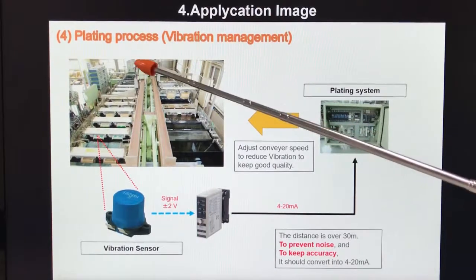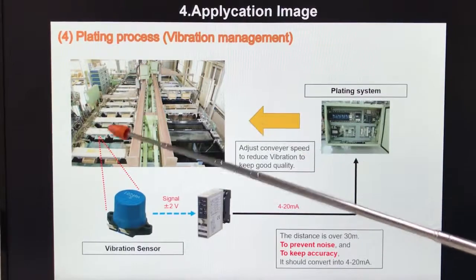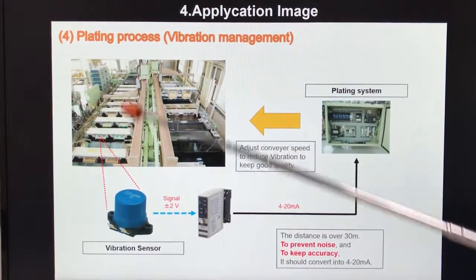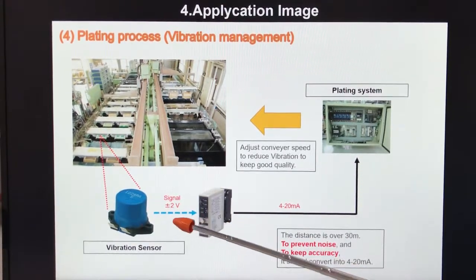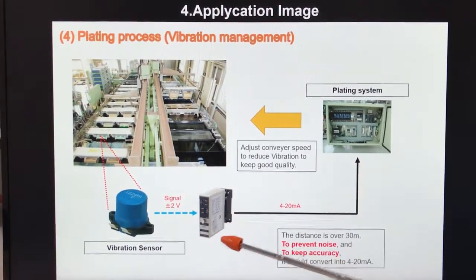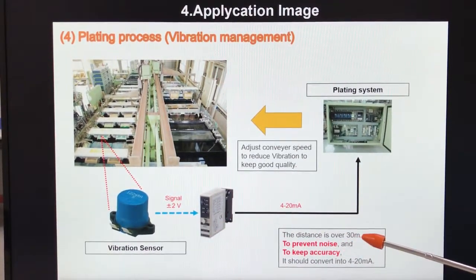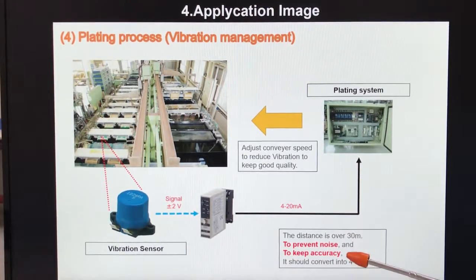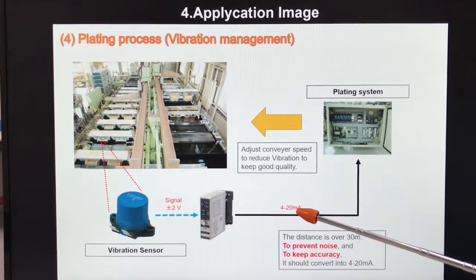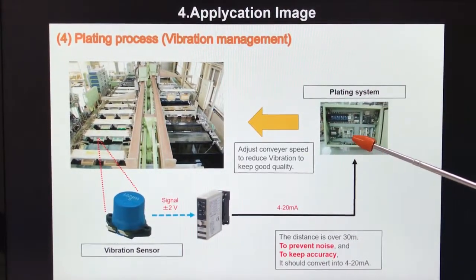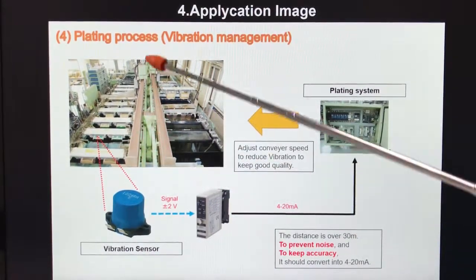This is an example of plating process vibration management. Each of these has a vibration sensor here, but the signal from the vibration sensor is plus minus 2 volt, very weak to send to a very far place, especially as this customer needs to send this signal over 30 meters. To prevent the noise and to keep the accuracy, it should be converted into 4-20 milliampere. And this plating system tries to adjust the conveyor speed to reduce the vibration to keep good quality.